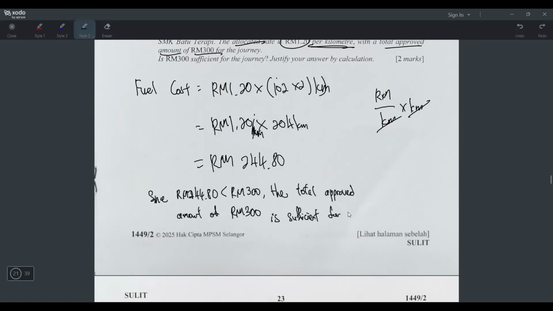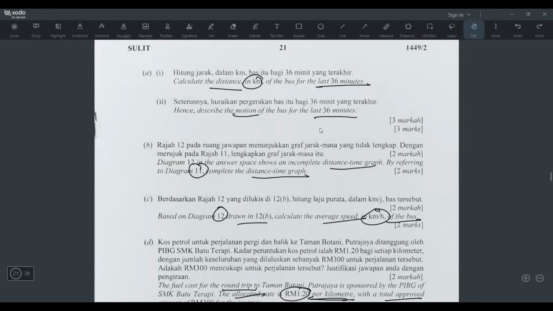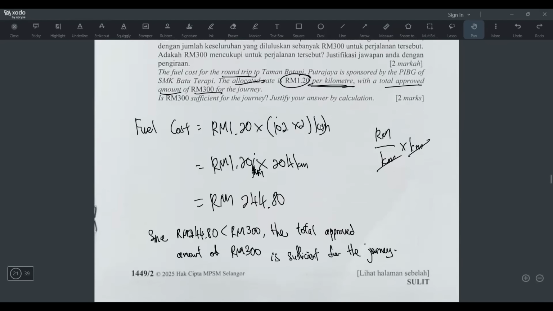So I'll just write like this. It means it's enough. 300 is enough to pay for the fuel cost. Okay, all right, so that's how I would do it. This question does not follow the format very much for this Selangor state. So I hope you understand. I'll continue now.